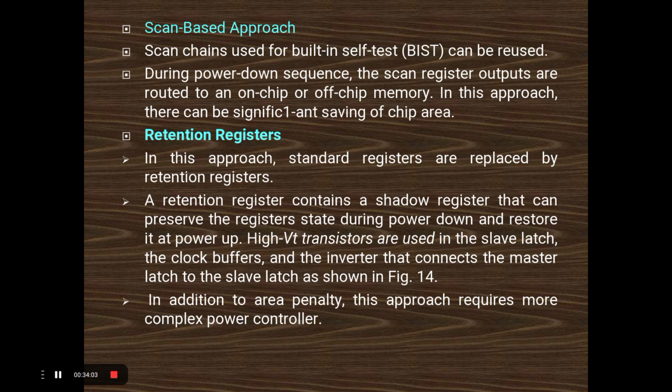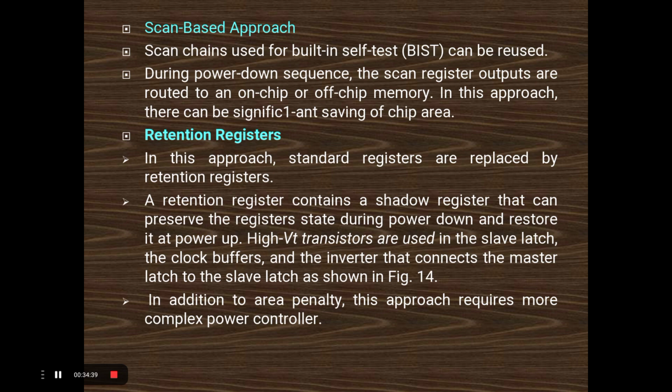Next, the scan based approach. Scan based means that scan chains are used. That means the built-in self test can be reused. During the power down sequence, the scan register outputs are routed to an on-chip or off-chip memory. So here also it is the same thing. Whatever data is placed in the register, when the device is going to be in a power off situation, the information is stored in the on-chip memory. Whenever the device is going to be in the on condition, the same data can be reloaded to the corresponding register. That is the basic approach of scan based.